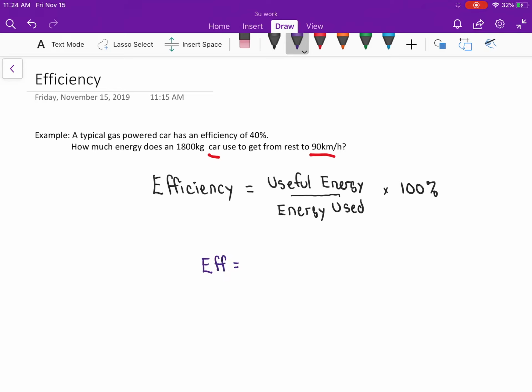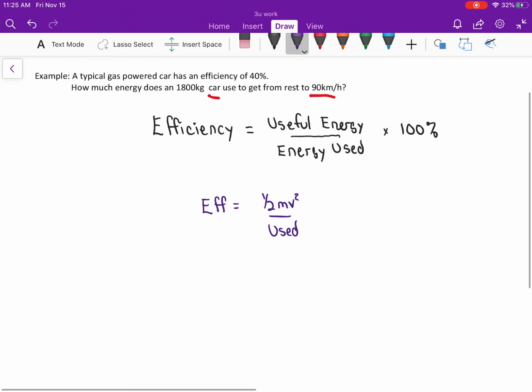I'm going to short form a little bit down. I'm just going to say efficiency equals 1/2 mv squared over the energy that's used. For this one, if we flip-flop things around, the energy used is going to be our kinetic energy divided by the efficiency.